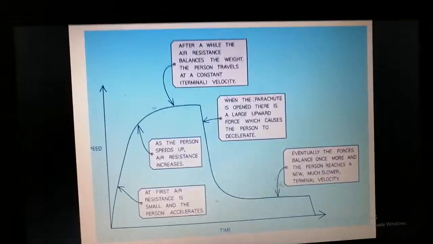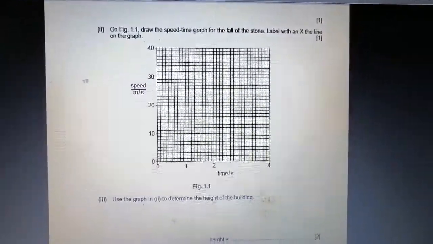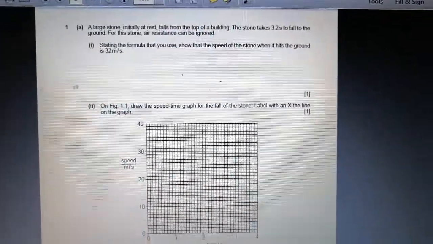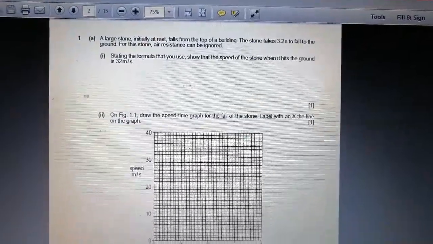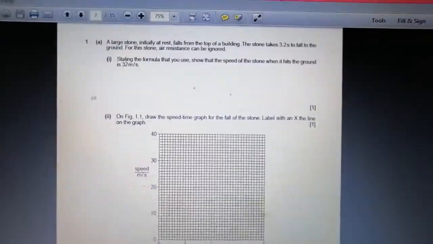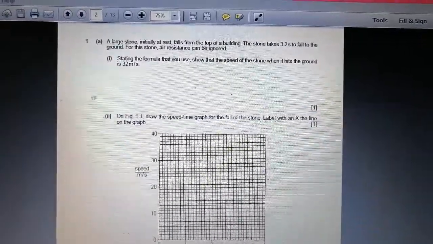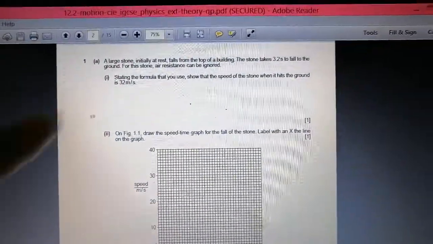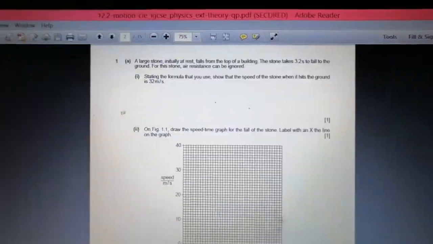Okay, let's do an example about free fall. Number 1. A large stone, initially at rest, falls from the top of a building. The stone takes 3.2 seconds to fall to the ground. For this stone, air resistance can be ignored. Please keep in your mind, if the air resistance can be ignored, this is free fall. So how about the acceleration? a is equal to 10, right?